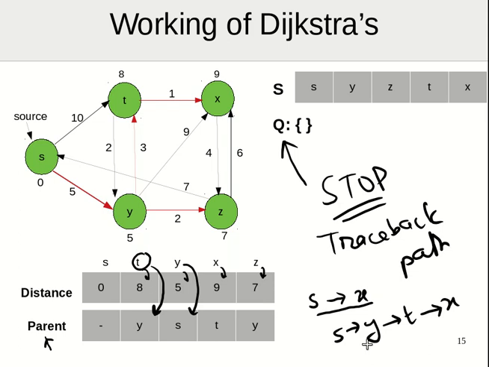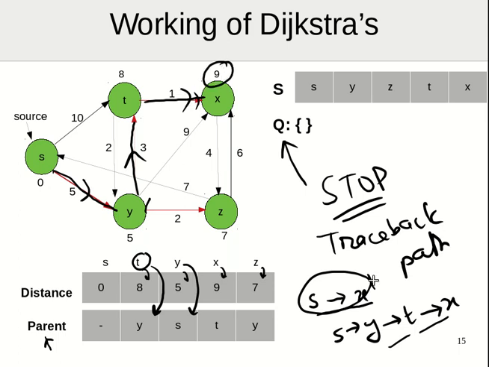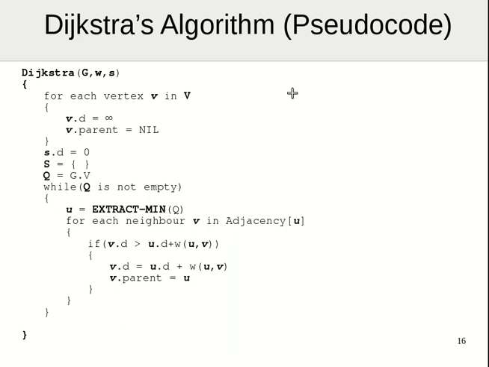So the path from s to x is s to y, y to t, and t to x, that is marked in red color. So this makes 5 plus 3 is 8, 8 plus 1 is 9. So to trace back the path, you will be needing the parent array also. Now let us quickly look at the pseudocode of Dijkstra's.